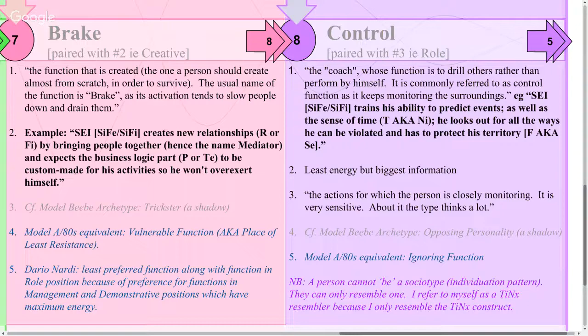Keirsey wrote, if an organization is to get their most out of an INTP architect, they should provide them with an efficient support staff to capture their ideas as they emerge and before they lose interest and move on to another idea. Ignoring function. A person cannot, and here's my bit, a person cannot be a sociotype individuation pattern. They can only resemble one.